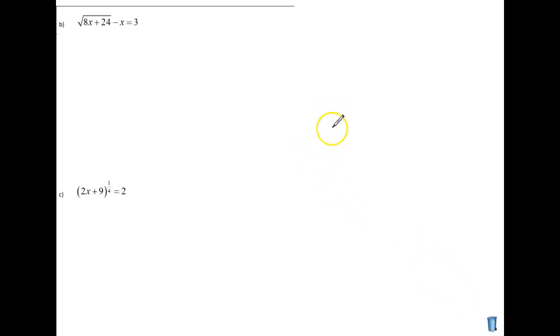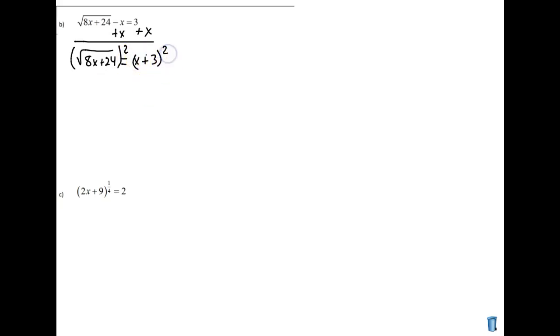So sometimes you will have problems where you have an x, but it's keeping this radical from being by itself, so we're going to move it to the other side. So I have the square root of 8x plus 24, and that equals x plus 3. I write it as x plus 3. It's pretty typical to write the x part first. So we're going to square it.